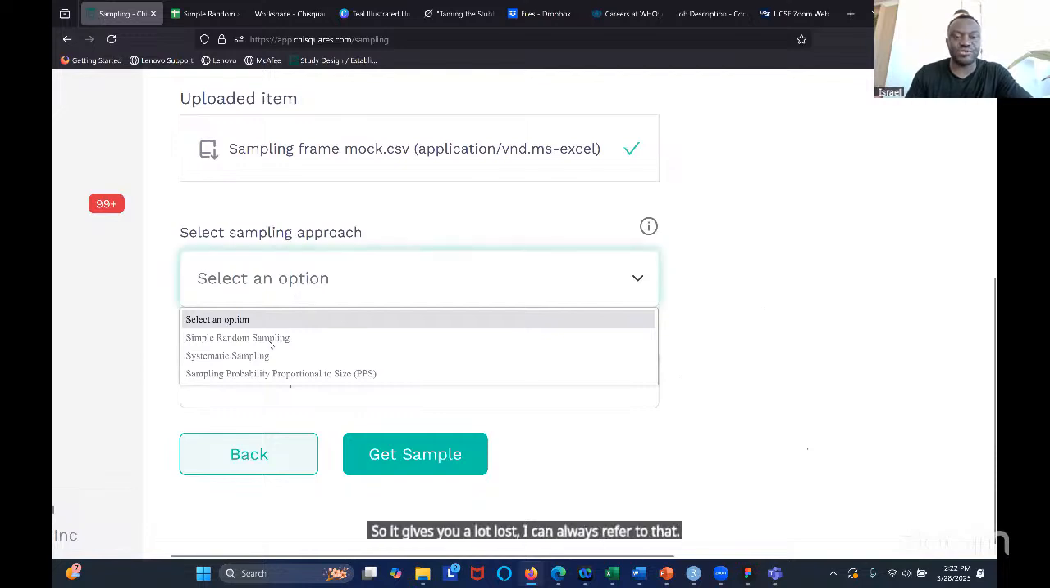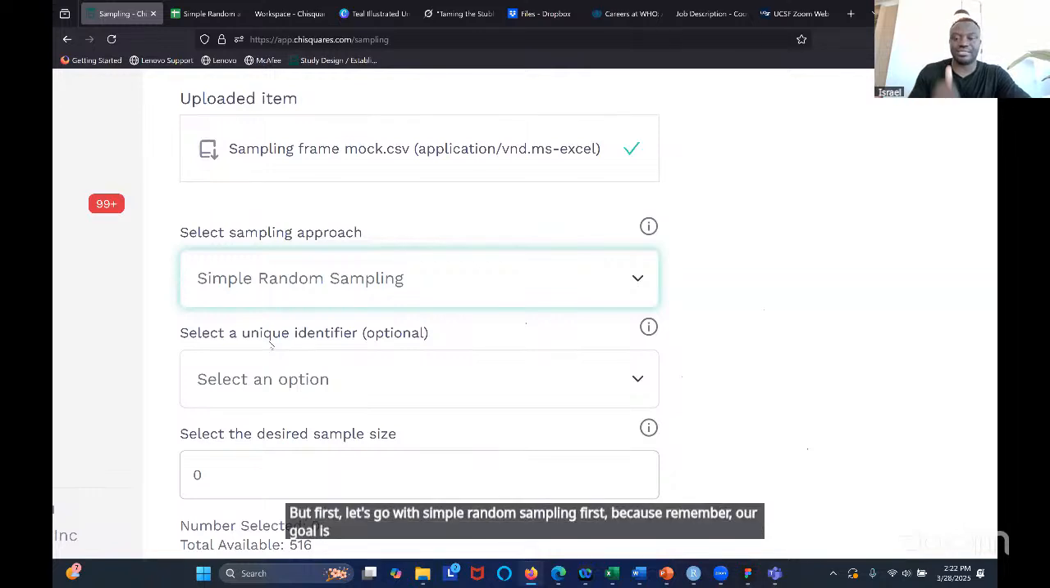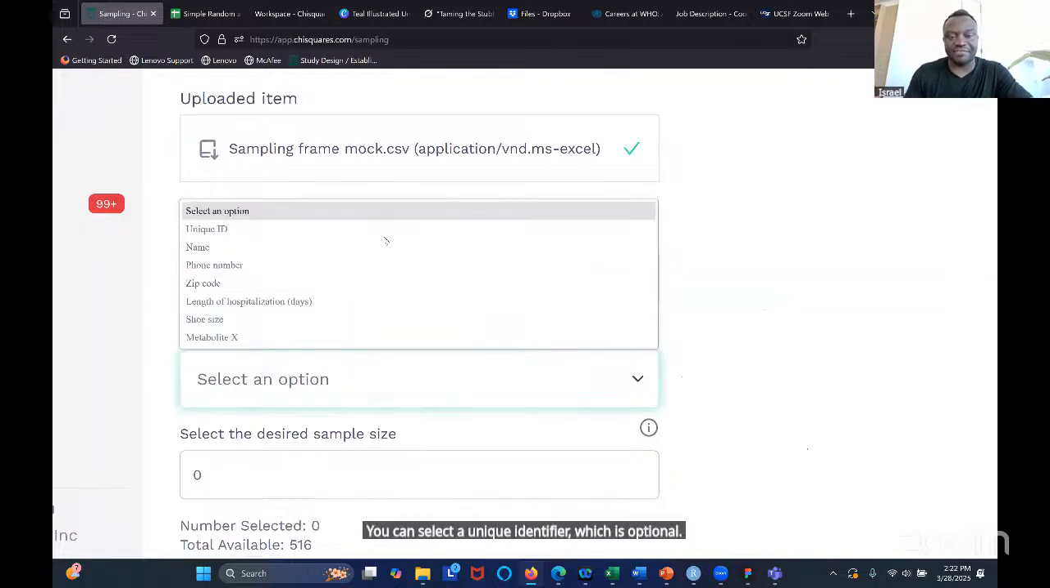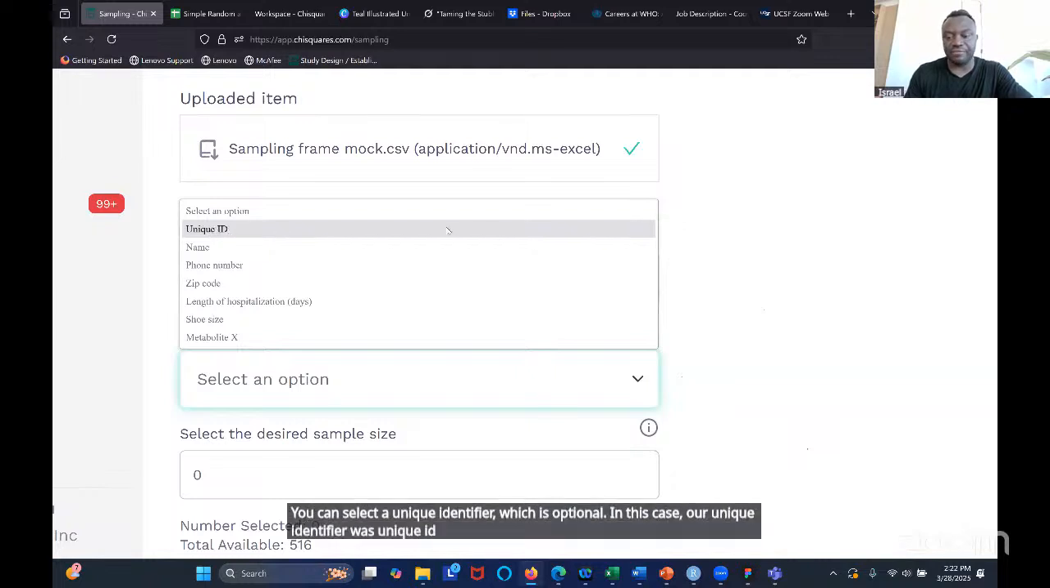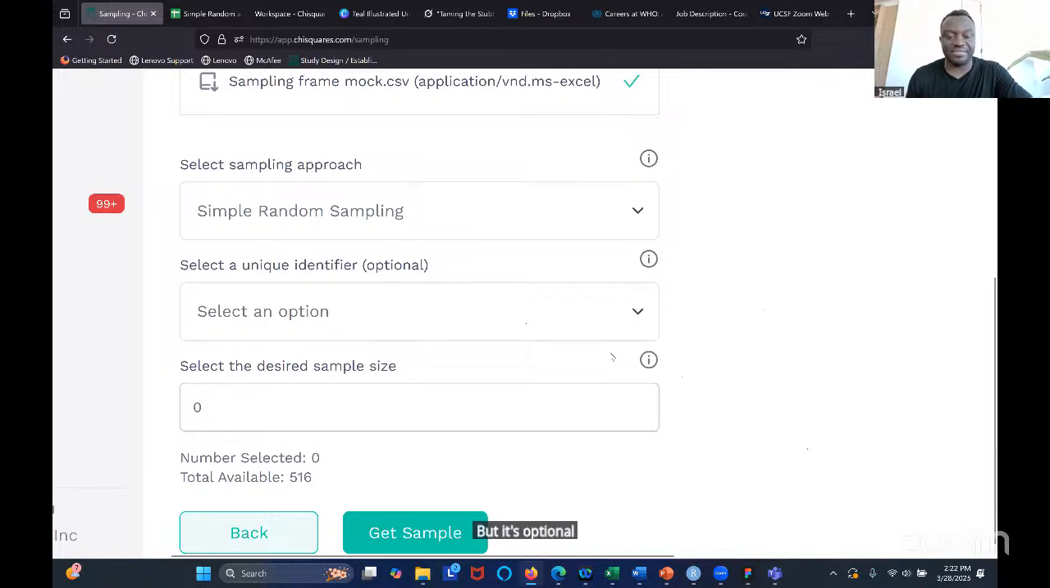But first, let's go with simple random sampling, because remember, our goal is to do those two: simple random sampling and then systematic sampling. You can select a unique identifier, which is optional. In this case, our unique identifier was unique ID. If you want, you can select that, but it's optional. So I always leave things that are optional as such.